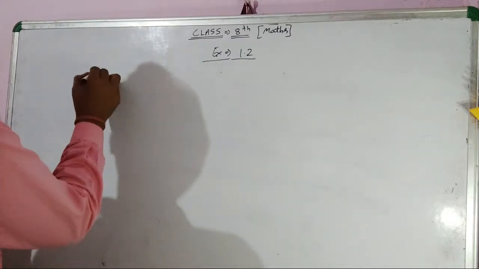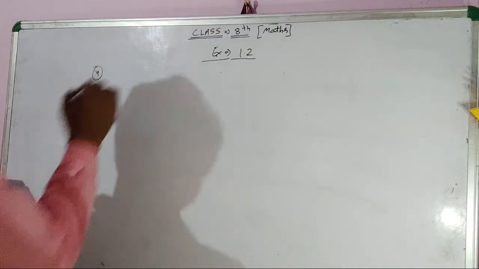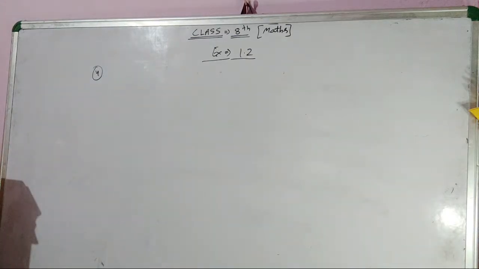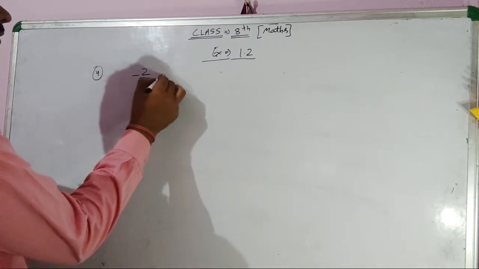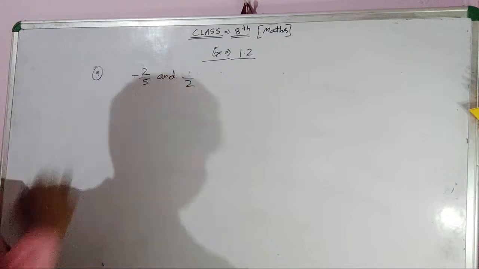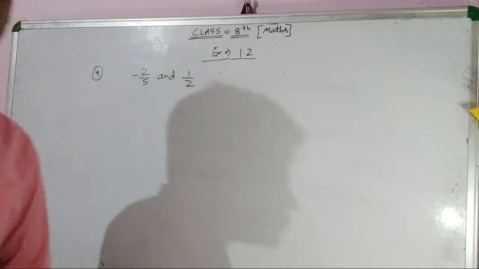In question number 4, the question is: find the rational numbers between -2 by 5 and 1 upon 2. We have to find rational numbers. How many rational numbers? It is not given, right? So we have to find the rational numbers which lie between -2 upon 5 and 1 upon 2.